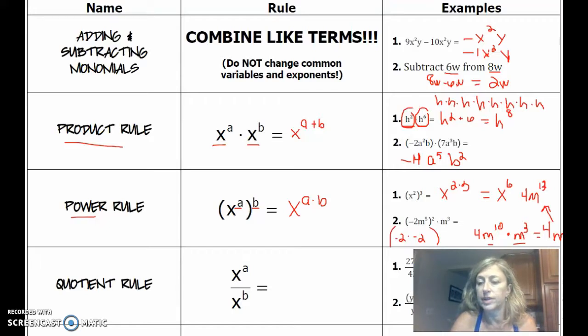All right, let's see if we can scroll down a little bit here. Quotient rule. Quotient means divide. So if I'm dividing here, now imagine this, when we were multiplying, we added the exponents. If I'm dividing them, guess what I do with the exponents? What's the opposite? I subtract. So it's x to the a minus b.